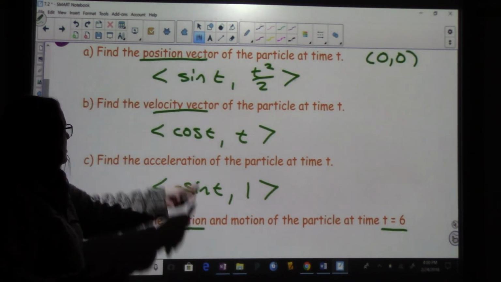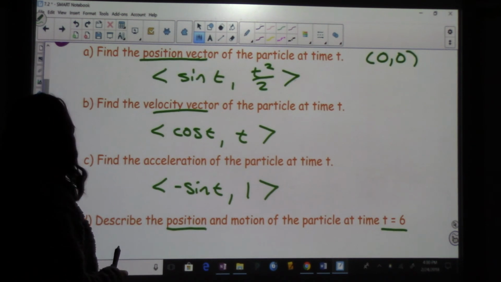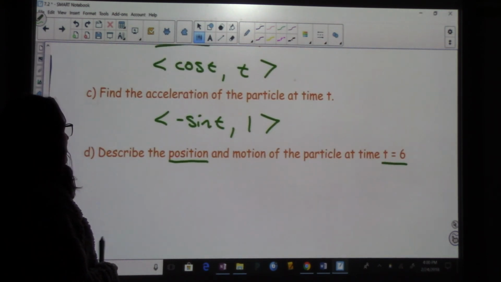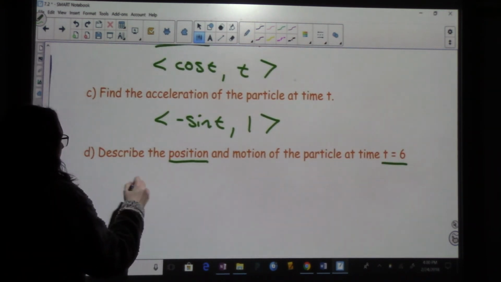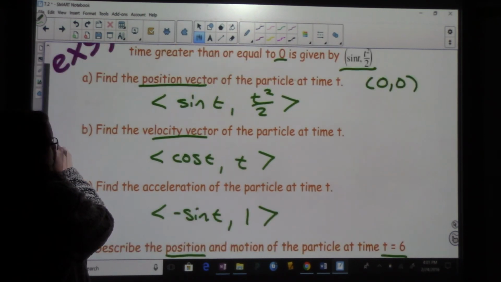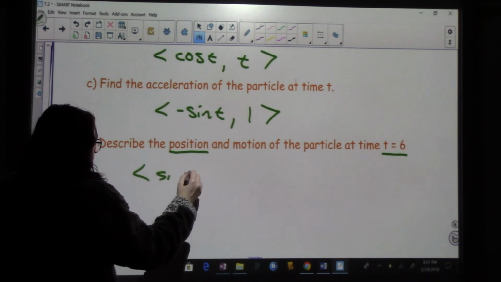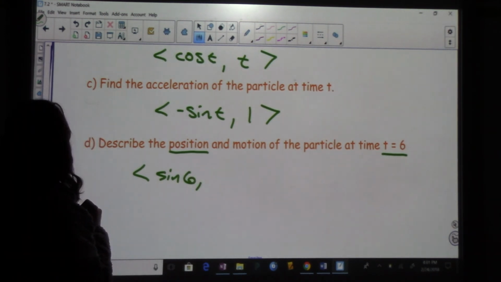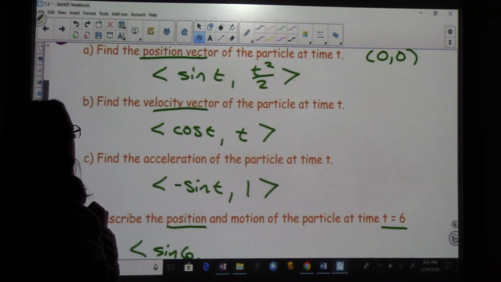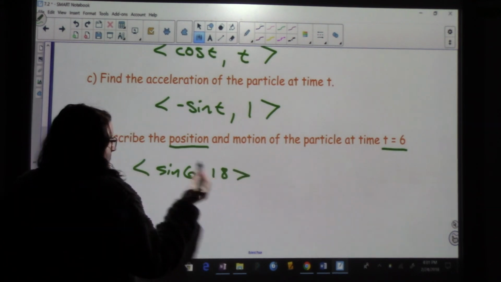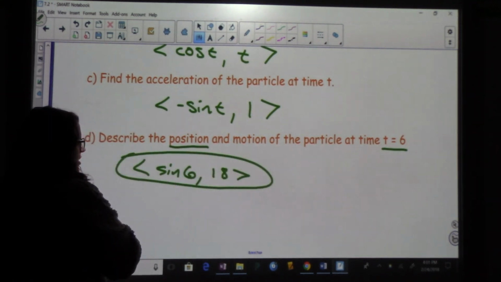So if I want to plug in the position, let's plug in 6. Okay, and they don't tell me if I want to be in degrees or radians. Well, then I'll just take the cheap way out. I'm not going to give a decimal at all. So plug in 6, I'll get sine 6. And then plug in 6 to your y value, your position. So 6 squared is 36, over 2 is 18. There's my position vector at t equals 6.